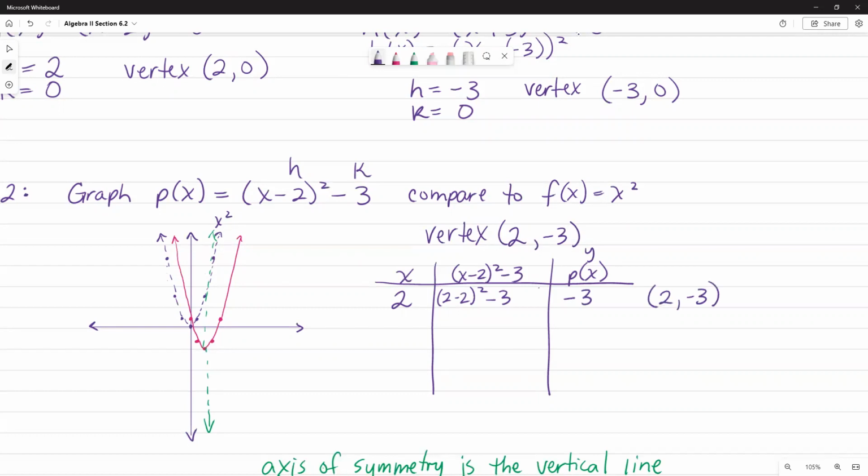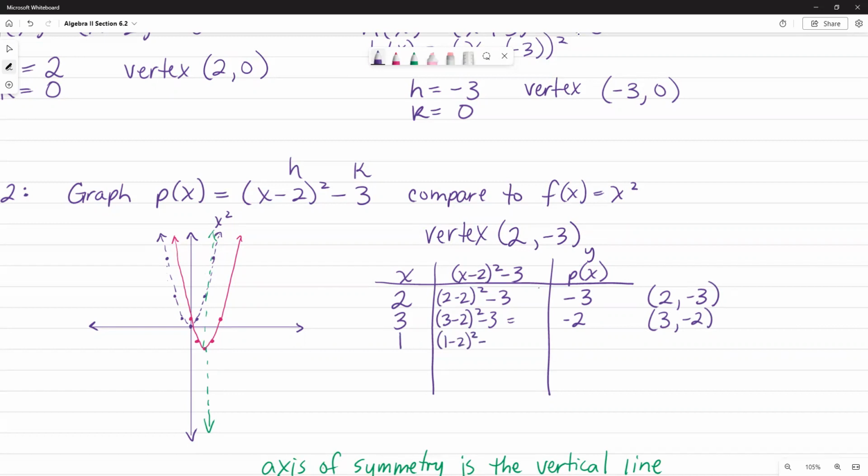So now I'm going to go up 1, so that would be 3. All right, so this is 3 minus 2 squared minus 3. 3 minus 2 is 1. 1 squared is 1. So this is 1 minus 3, so that is negative 2. So at 3, negative 2. And then I'm going to go down 1. So that's a 1. So that's 1 minus 2 squared.